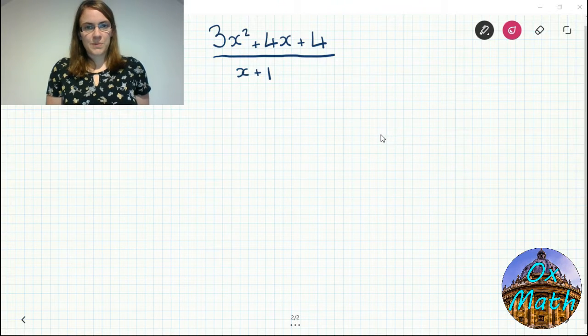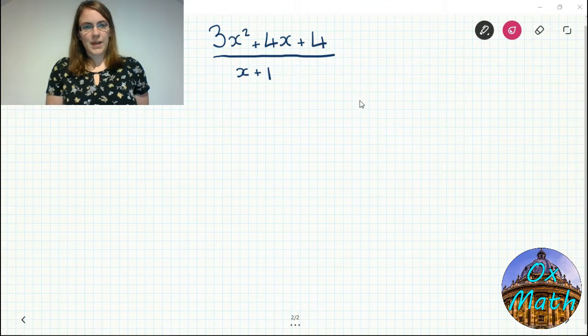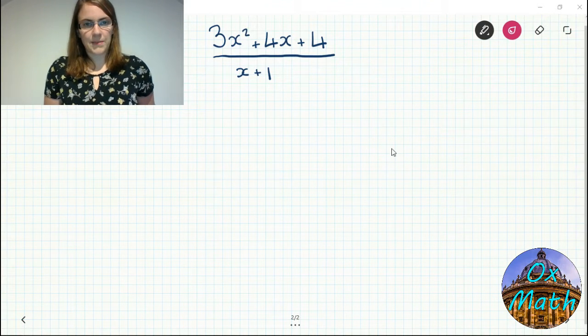In this video I'm going to be talking about the factor and remainder theorems, how to use them and what they are. So we'll start with the remainder theorem, and it helps if we actually do a division first and see what the remainder comes out as.